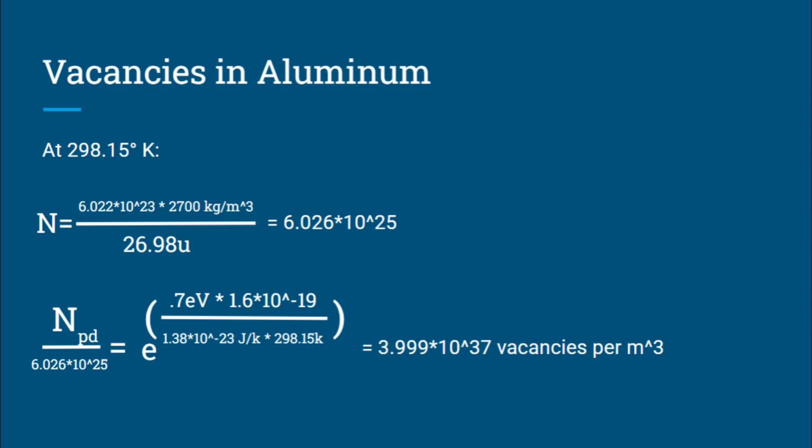We use the same temperature as we did with the aluminum, at 298.15 degrees Kelvin, with the amount of points being 6.022 times 10 to the 23rd power times 7,874 kilograms per meter cubed over 55.84 u, it comes out to 8.492 times 10 to the 25th power. Using the number of points, we're able to find out the amount of vacancies per meter cubed, just like we found out with the aluminum, by plugging it all in, which comes out to 6.431 times 10 to the 54th power.